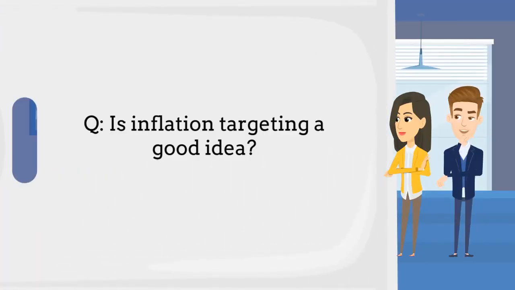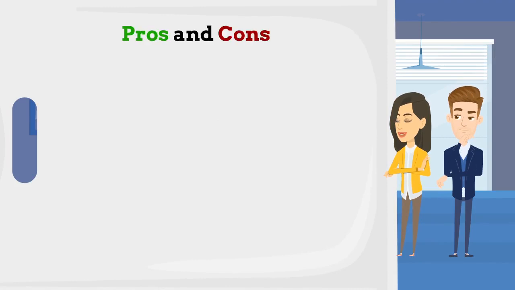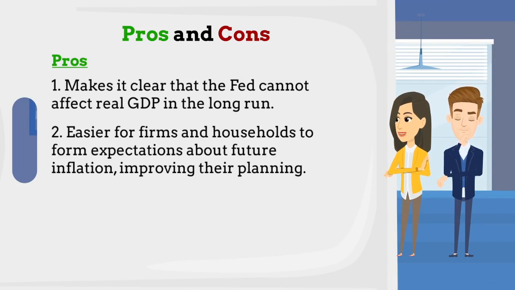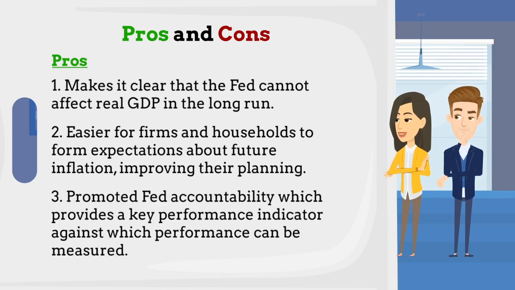By the way, is inflation targeting a good idea? Inflation targeting has a lot of pros and cons. First of all, it makes it clear that the Fed cannot affect real GDP in the long run. Second, it is easier for firms and households to form expectations about future inflation, improving their planning of how much raw materials to buy at roughly what prices and how to set prices for their sales in the near future. It also promoted Fed accountability, which provides a key performance indicator against which performance can be measured.